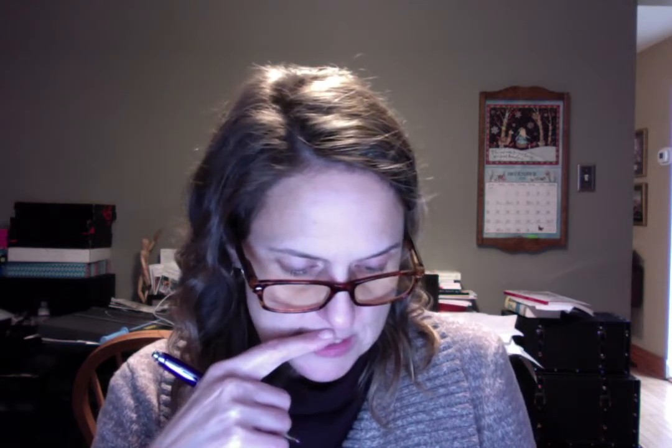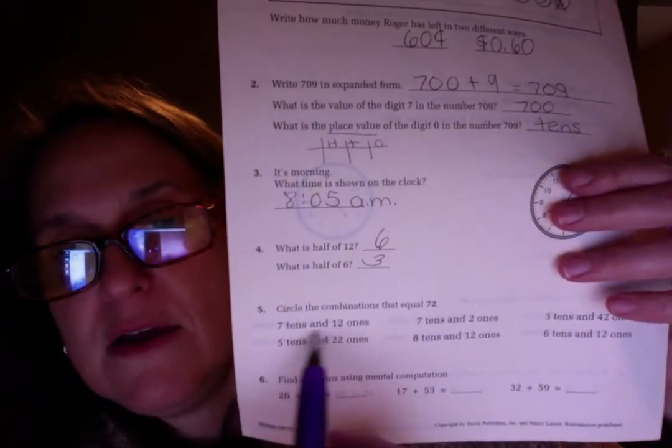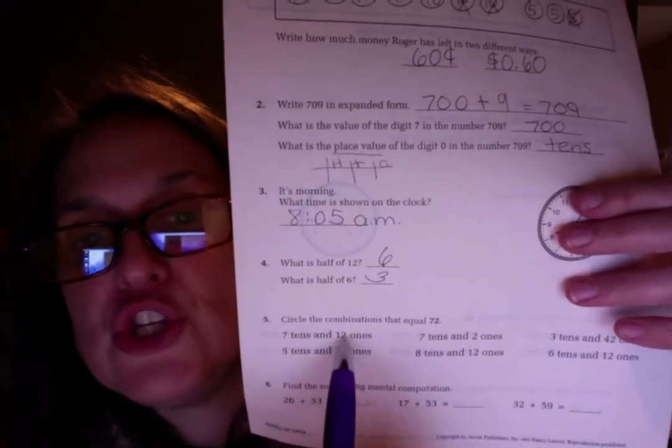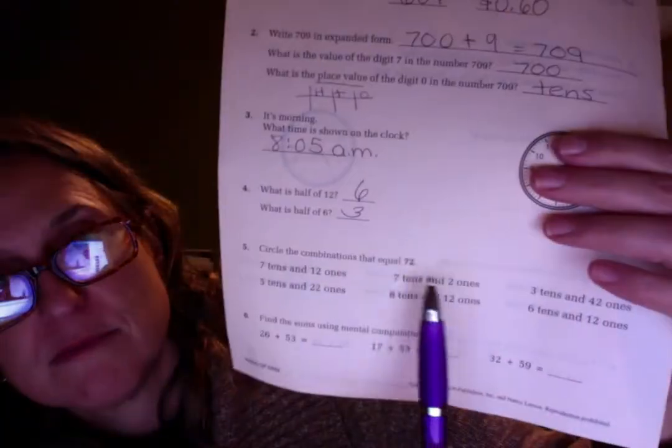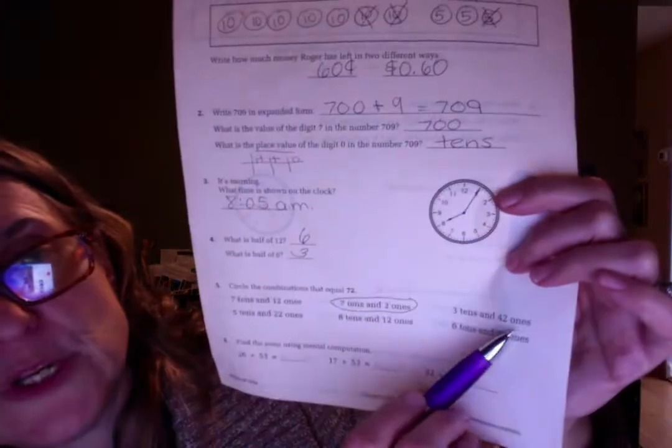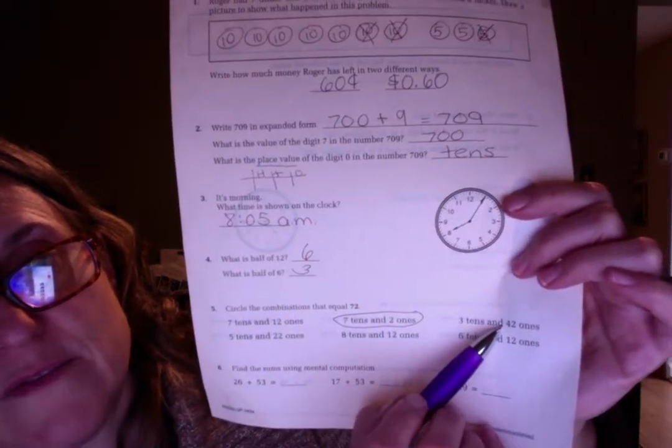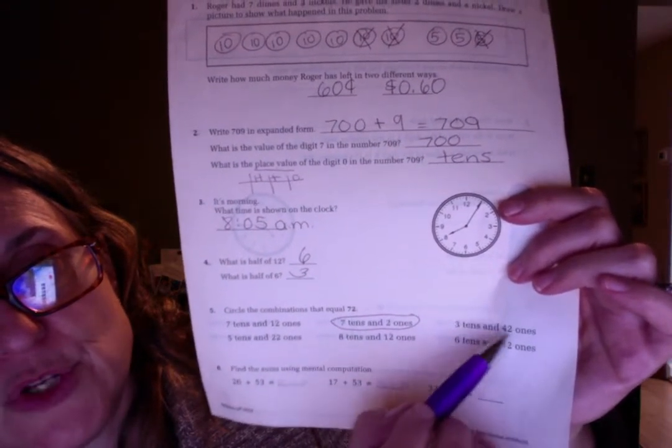Circle the combinations that equal 72. 7 tens and 12 ones. Well, I can see that this 10 here added to this 10 is 82. So that's not that. 7 tens and 2 ones? Yeah, that's 72. How about 3 10s and 42 ones? 7, right, 3 and 4 is 7 with a 2. 72. That works. We'll circle that one.